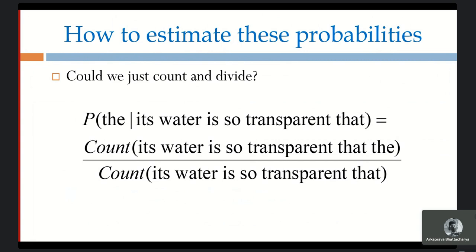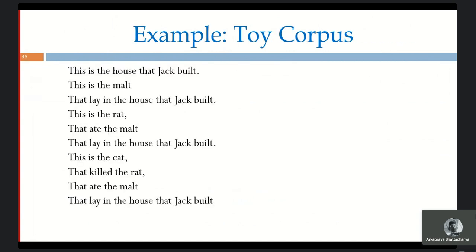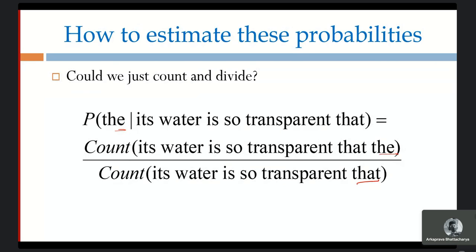Okay, so if I write down, then the probability would be the count of "its water is so transparent that" followed by the word, divided by the count of "its water is so transparent that". Let us try to do this example. Let's suppose this is a toy corpus which I have, in order to understand what we have actually done here.